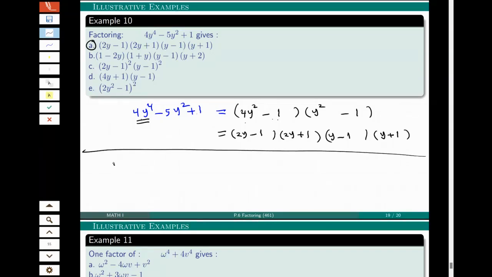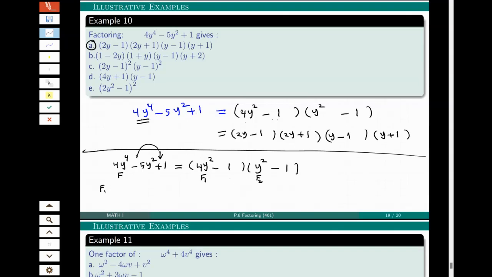I have 4y to the power 4 minus 5y squared plus 1. That is a trinomial, so we open two brackets. If the last is positive, it will be similar to the middle, so it's minus and minus. 4y squared, we can say the right trial 4y squared times y squared, because first times first should give me the first. 4y squared times y squared, it's 4y to the power 4, sorry.